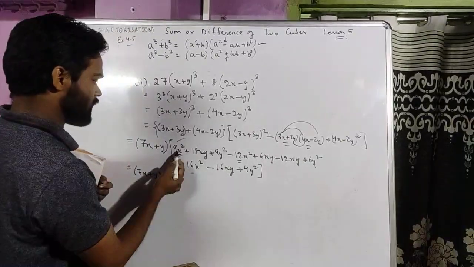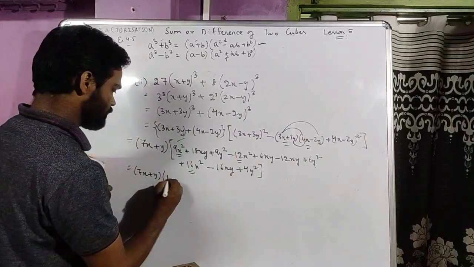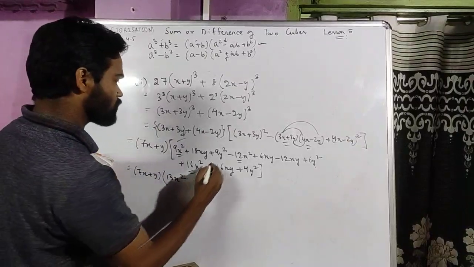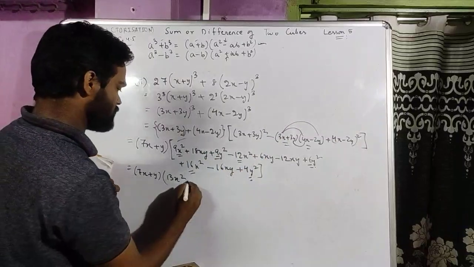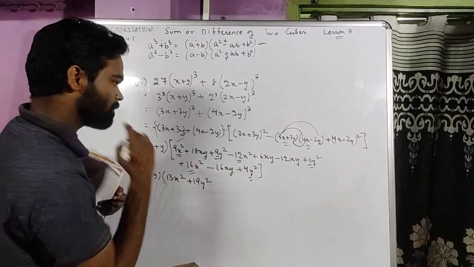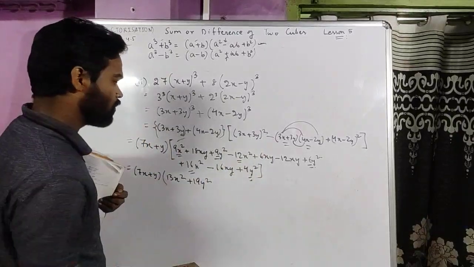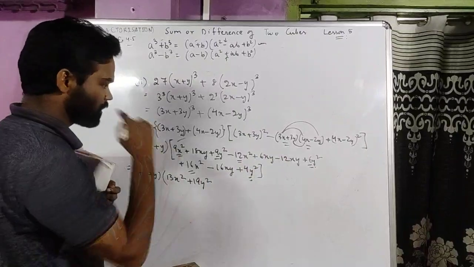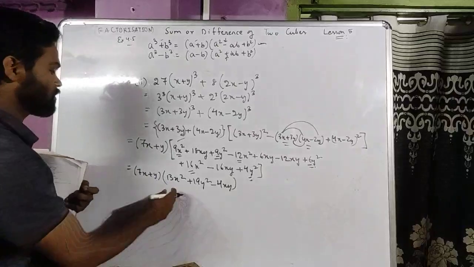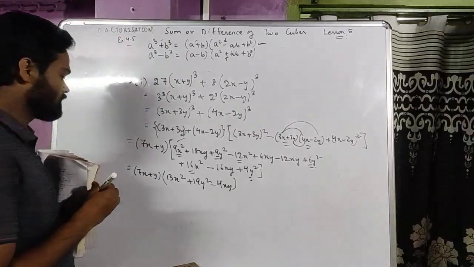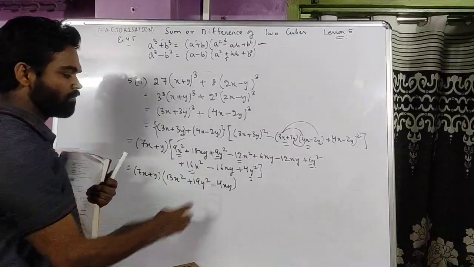this is y square, so this is 9 plus 16, 25, 25 minus 12 is 13, 13x square. Y square will solve, 6 plus 4, 10, plus 9, 19y square. And xy will solve now, 18 plus 6, 24, 24 minus 12, 12, 12 minus 16 is minus 4xy. So this is my final answer, 7x plus y bracket 13x square plus 19y square minus 4xy.